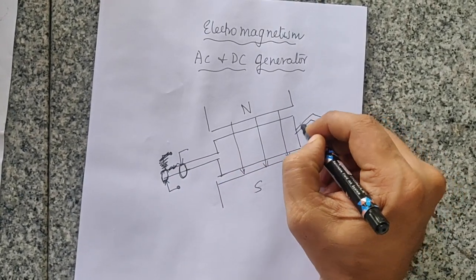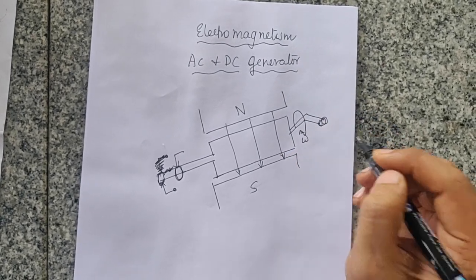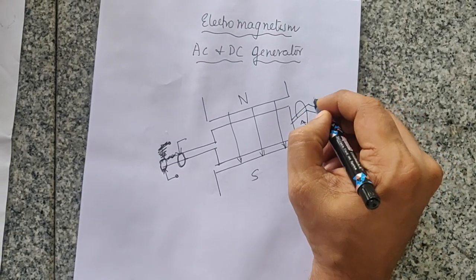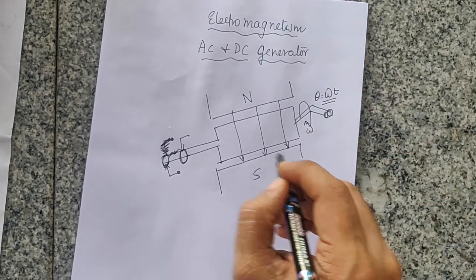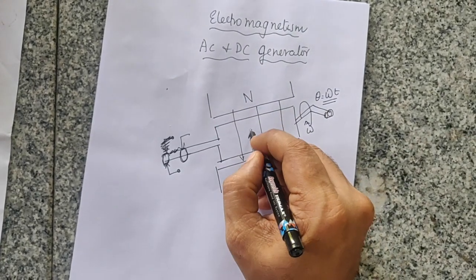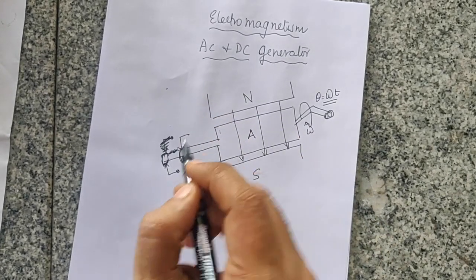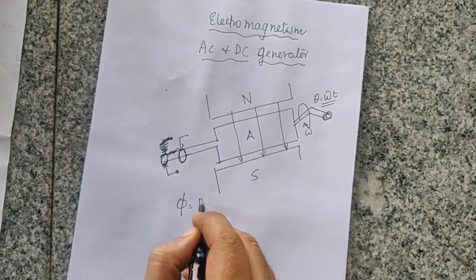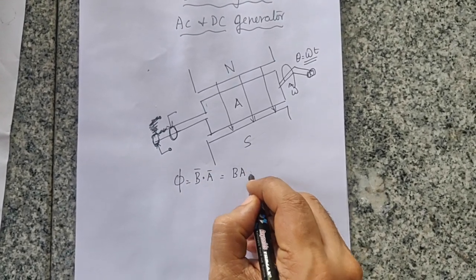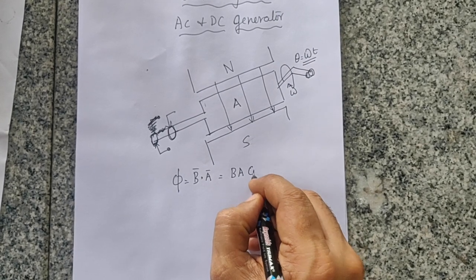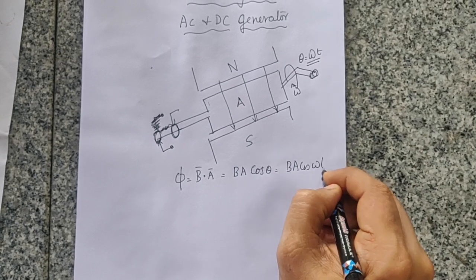Let's assume that this is rotating at an angular velocity omega. So the angle theta that it makes at any time will be omega t, and the flux that this area A links with this magnetic field is given by phi equals B dot A, and that is BA cos theta, which is BA cos omega t.